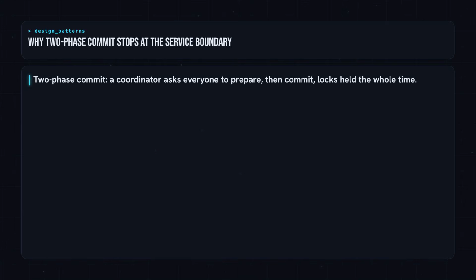Two-phase commit. A coordinator asks every participant to prepare: do the work, hold the locks, promise you can commit. And once everyone votes yes, phase 2 says commit everywhere. Atomicity across machines. On paper. In practice, it stops at your organization's boundary for 3 compounding reasons.